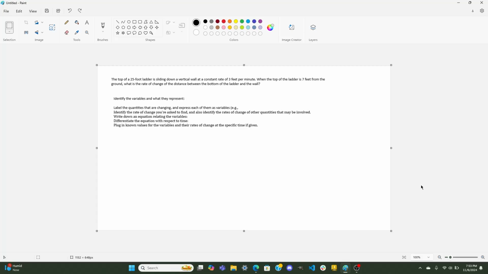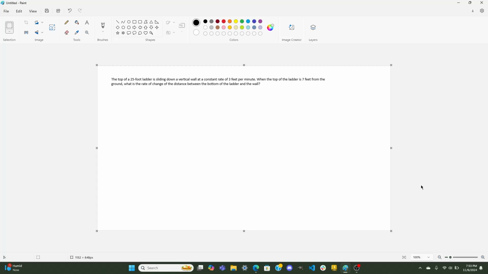This is a basic 6-step guide on what you need to do. Identifying the variables, labeling the quantities on a graph, identifying the rate of change that you need, writing down an equation related to the variables and the graph and the shape, differentiating the equation with respect to time, and then plugging in known values for the variables, and then finally solving. But basically, after that explanation, I figure it's better to explain it like this.